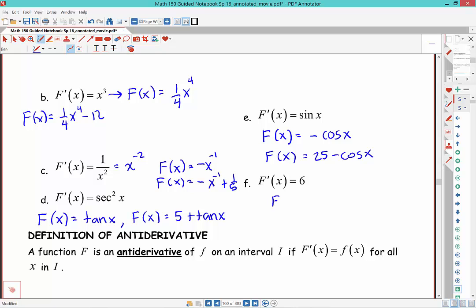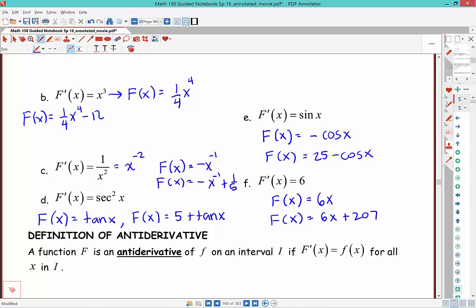Good. Capital F at x would be, one of them could be 6x, because the derivative of that is just 6. We could have had capital F at x is 6x plus 207. I'm just kind of making stuff up here. Any constant. So basically any vertical translation is going to work.